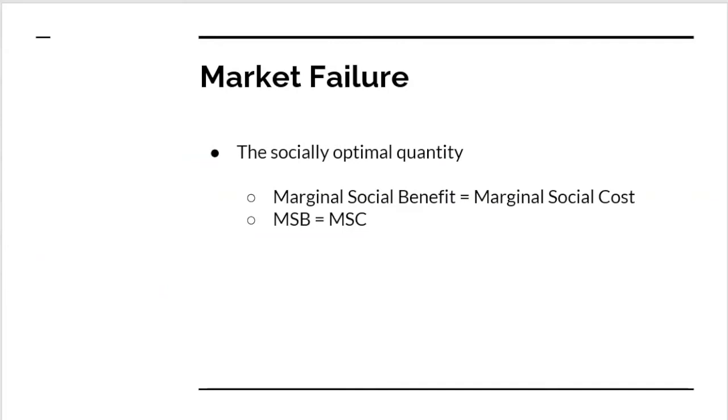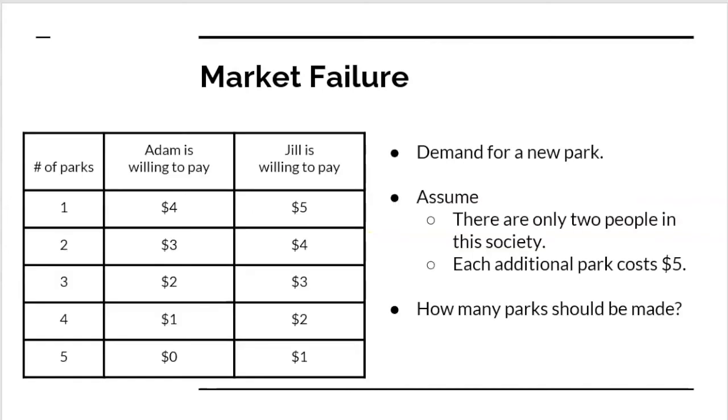So, yet again, there's a separate slide because it's such an important point. The socially optimal quantity is where marginal social benefit intersects with our marginal social cost. So let's put this into practice. Let's say that there is demand for a new park. The community, society, wants more parks here.